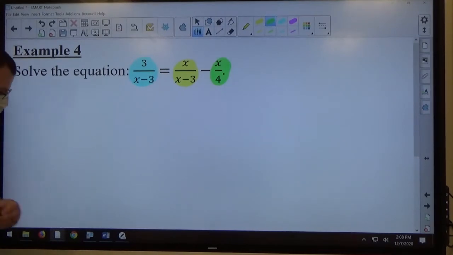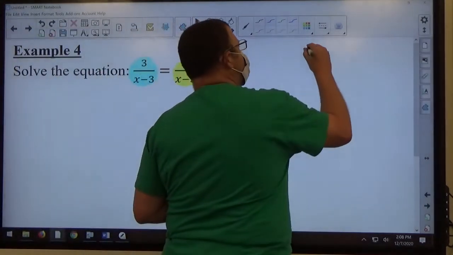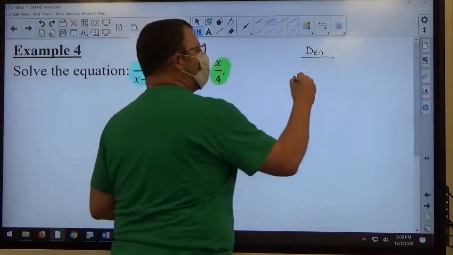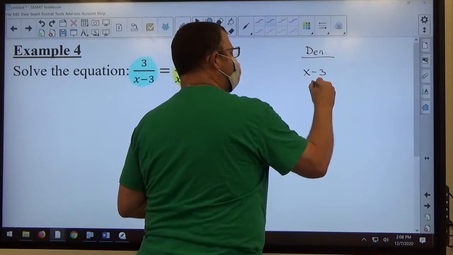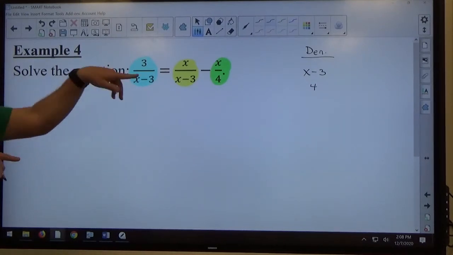Okay? The other strategy that can be used to solve a rational equation would be to find the least common denominator of all the fractions present in the problem. So the denominators in this problem are x minus 3 and 4. You don't have to write x minus 3 twice if you've got the same denominator happening several times. All right, so x minus 3 is the same as x minus 3. Write it down once and then 4.